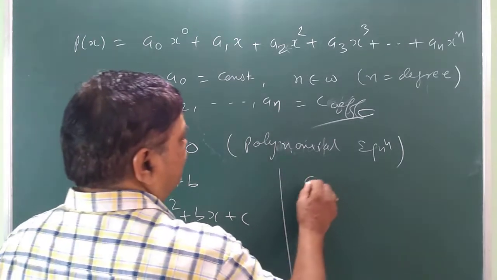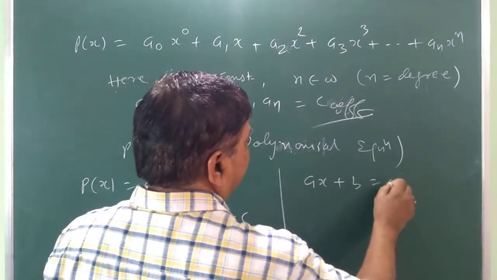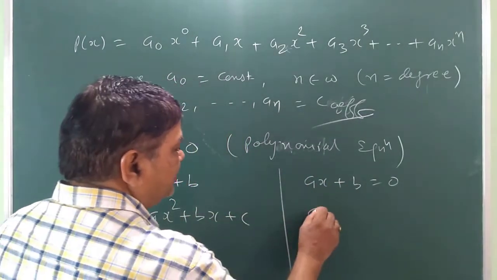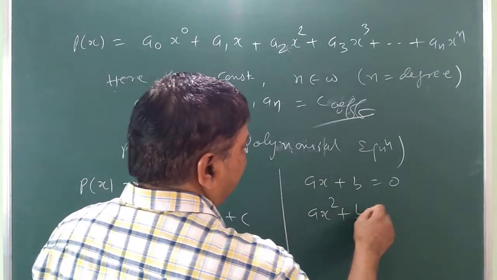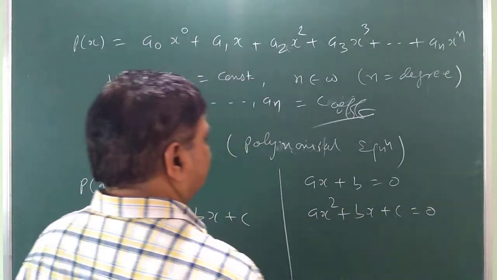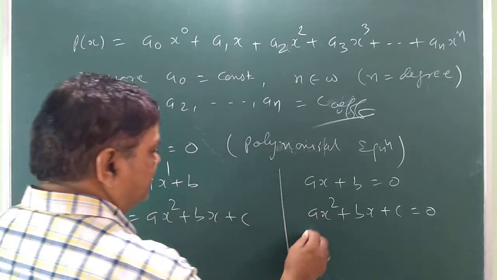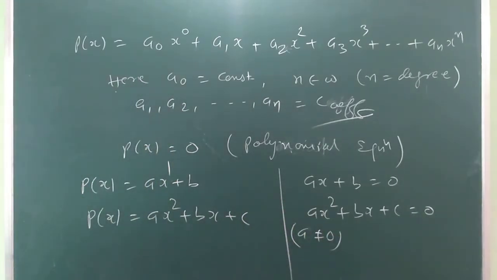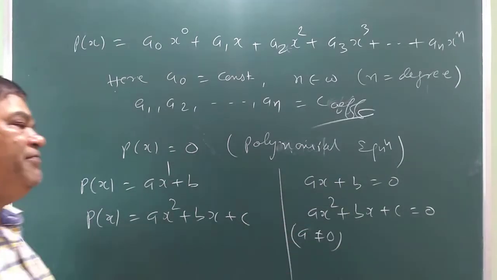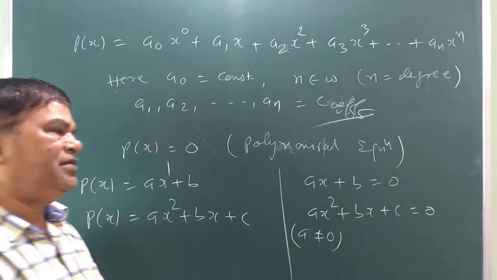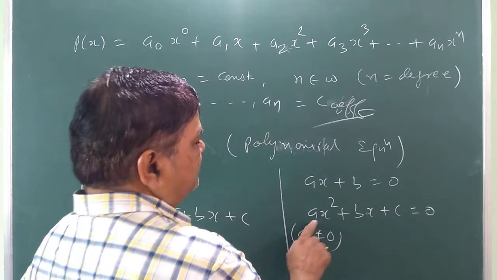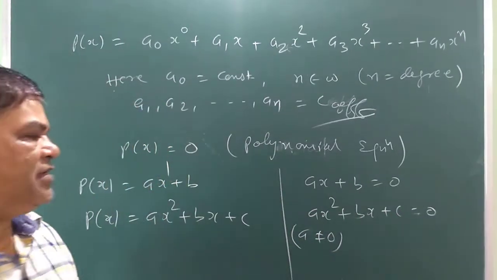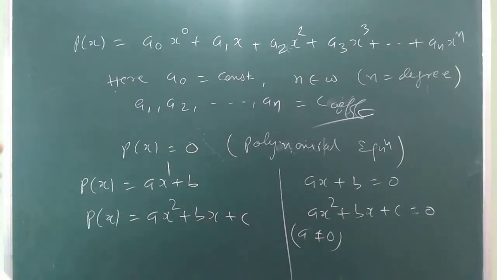If you write ax plus b is equal to 0, or ax square plus bx plus c is equal to 0, and in both cases a is not equal to 0, so this is called a linear equation having variable x only. This is the quadratic equation having variable x.